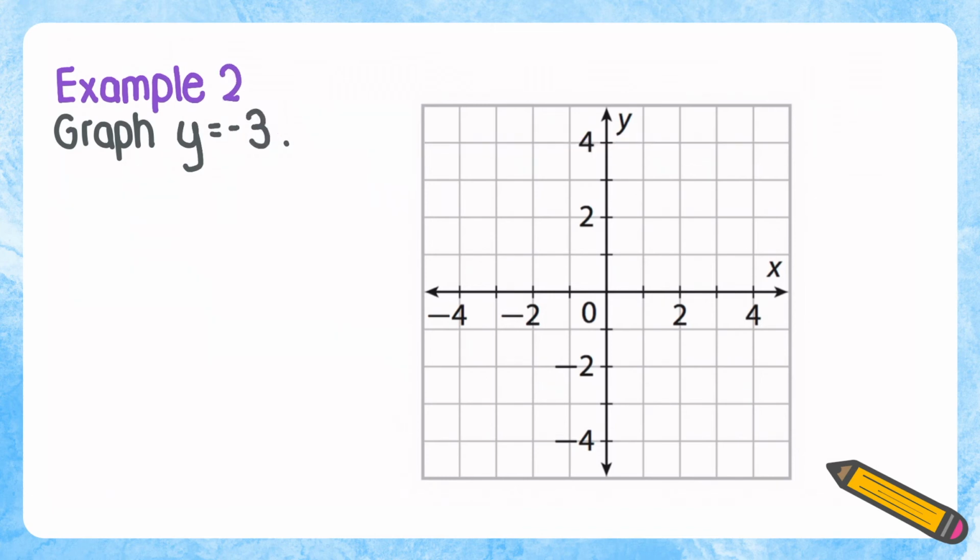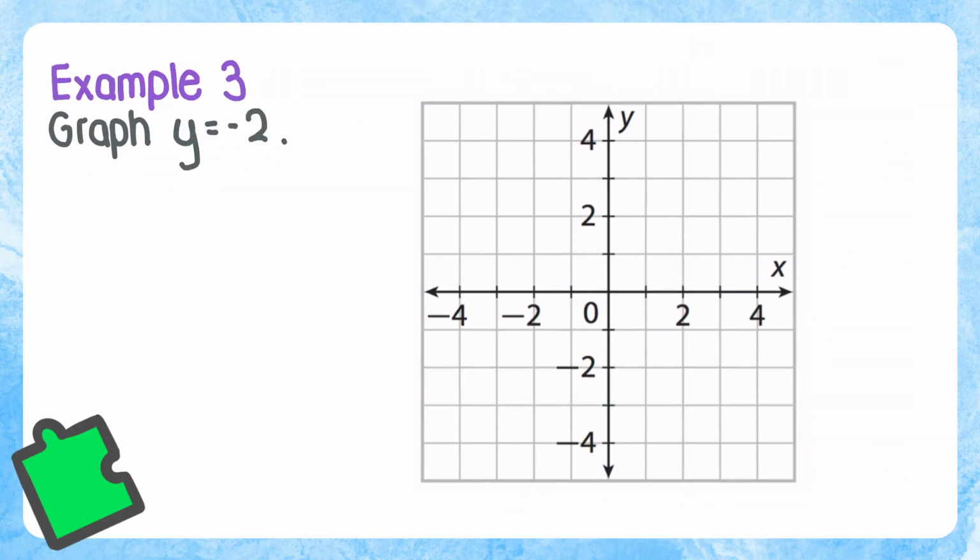Next, we will graph y equals -3. So again, find -3 on the y-axis and draw a horizontal line. This is your line y equals -3. On Edpuzzle, choose the graph that represents y equals -2.